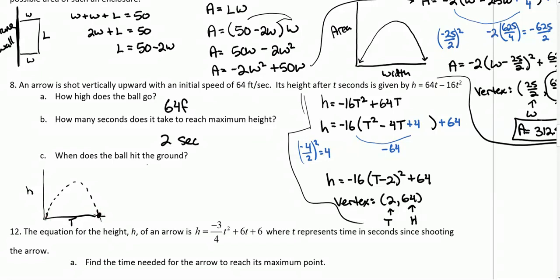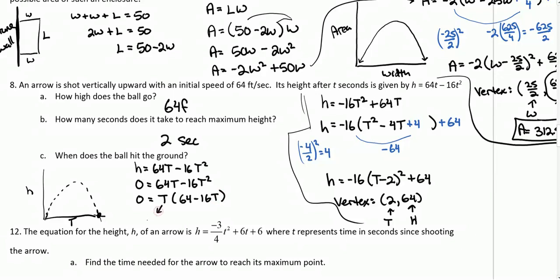And so we're going to go back to our original equation. h equals 64t minus 16t squared, and plug in 0 for the height, because that's when it's hitting the ground. I'm going to try to solve this by factoring. I'm going to factor out a t. We could have factored out 16 or negative 16 as well, but this will work.